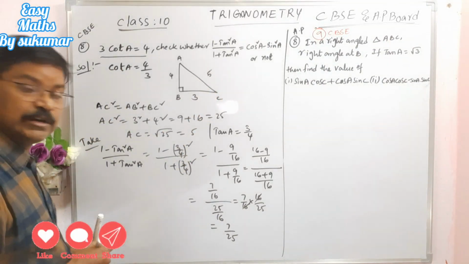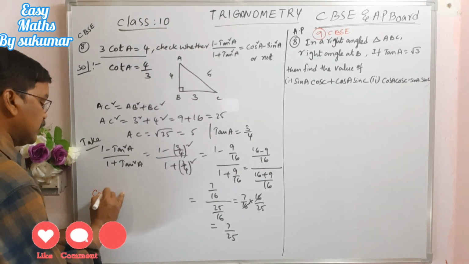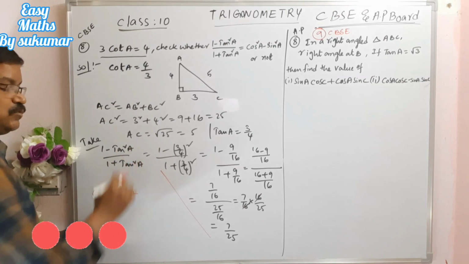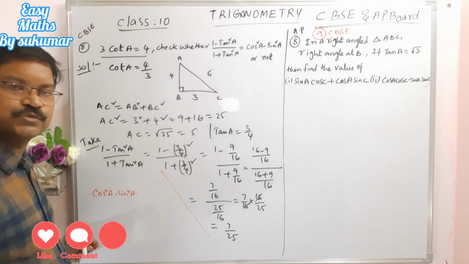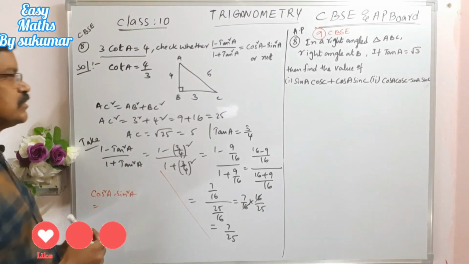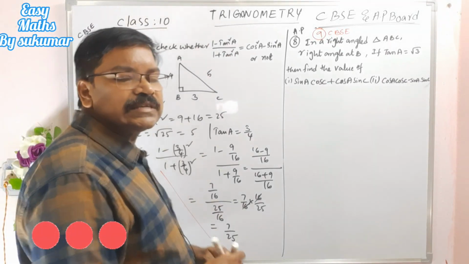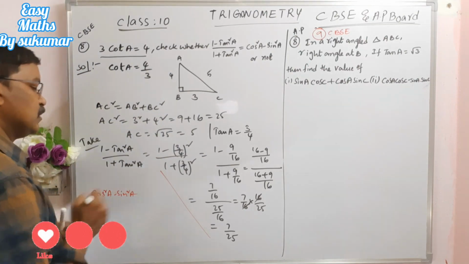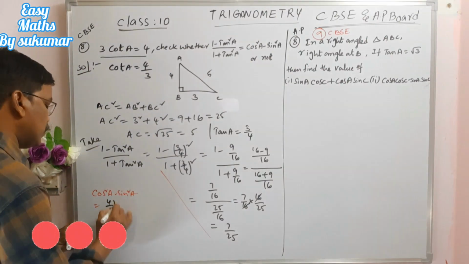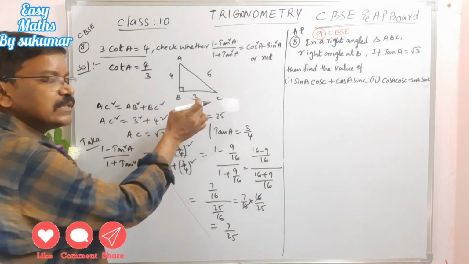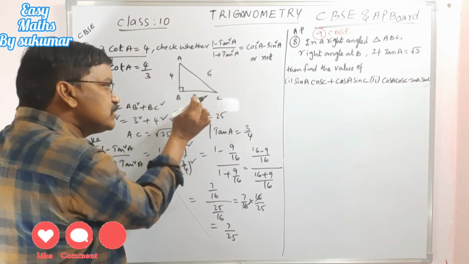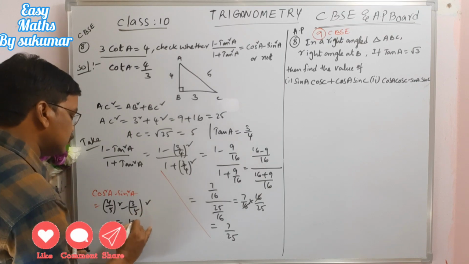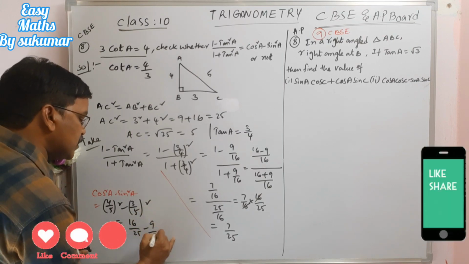Let us verify now, my dear students, by taking cos square A minus sin square A. What is cos A, students, here? Cos A means adjacent side by hypotenuse. That means adjacent side is 4, that is 4 by 5 whole square. Minus sin A means opposite side by hypotenuse, that is 3 by 5 whole square. Right. This is equal to 16 by 25 minus 9 by 25.